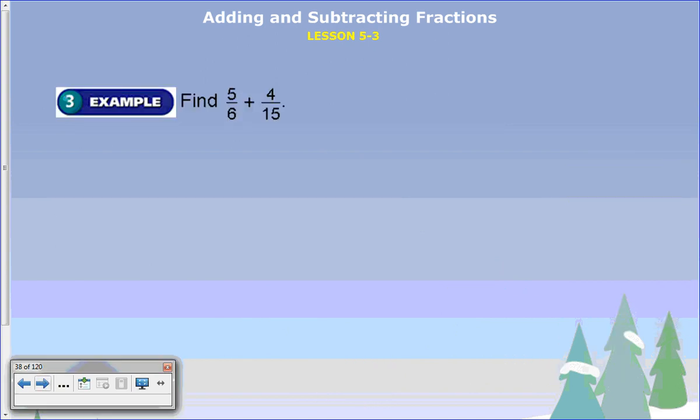So now it's your turn. I would like you to do this one for me. Find 5 sixths plus 4 fifteenths. So go ahead, find common denominators and solve. So go ahead, pause me now.